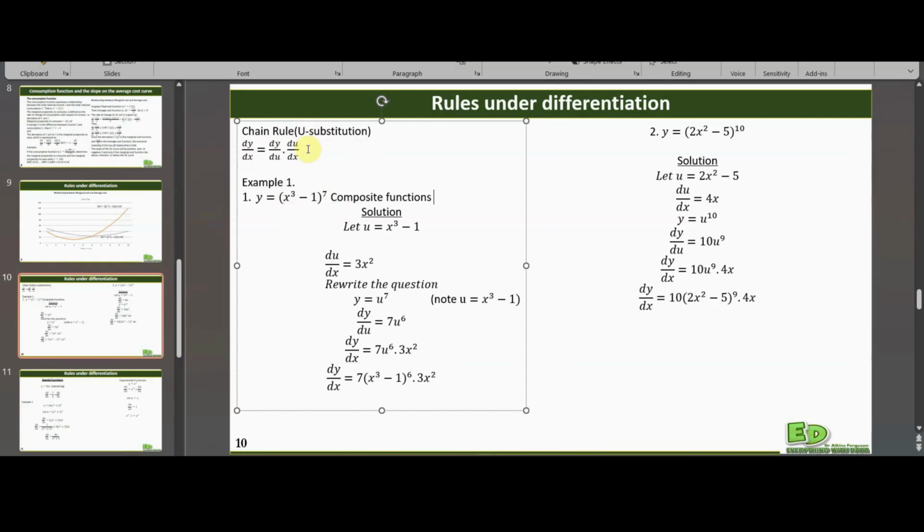This is how you go about the chain rule. It's an old rule. From convention, it is dy over dx, that is, the differential of such functions. It is dy over du multiplying du over dx. That's the chain rule formula. Dy over dx is equal to dy over du multiplying du over dx. So an example here, this is a composite function: y is equal to x cubed minus 1 all raised to the power 7.